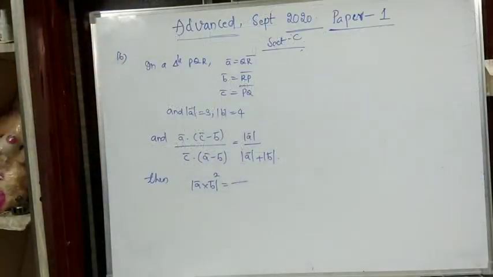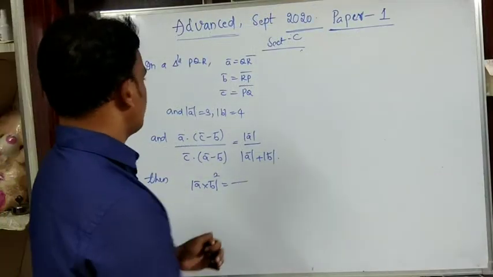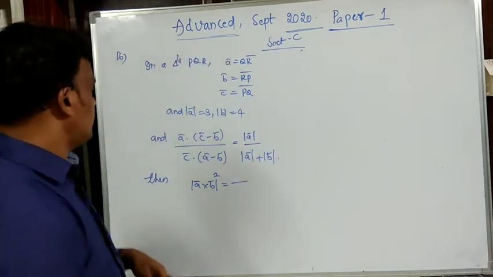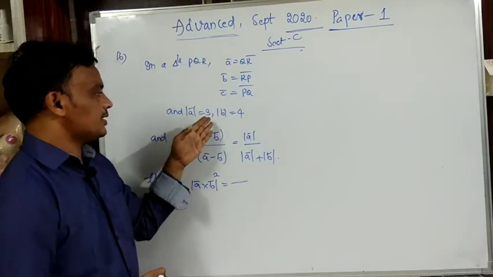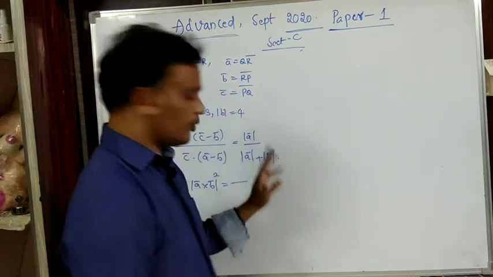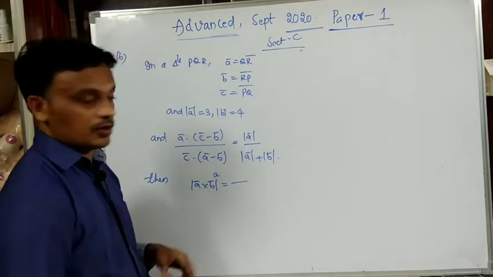Come on, students, coming to the vectors. In a triangle PQR, vector A, vector B, vector C are given, and the magnitude of A is 3, magnitude of B is 4, and they have given one condition. Finally, we are going to find magnitude of A cross B whole square.